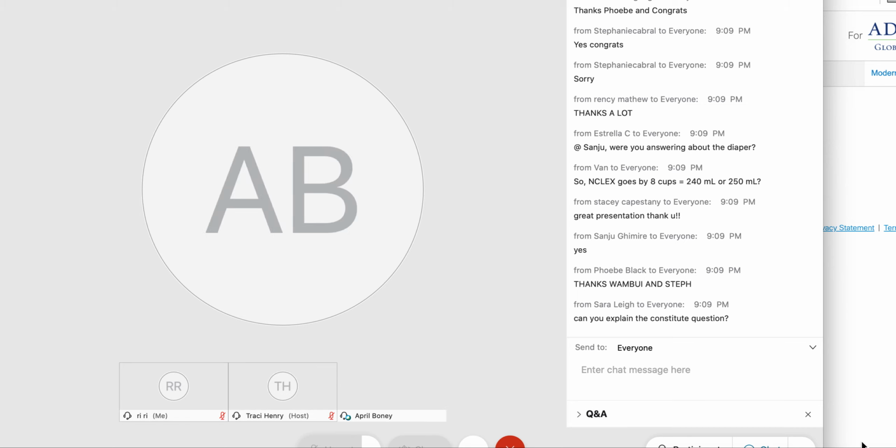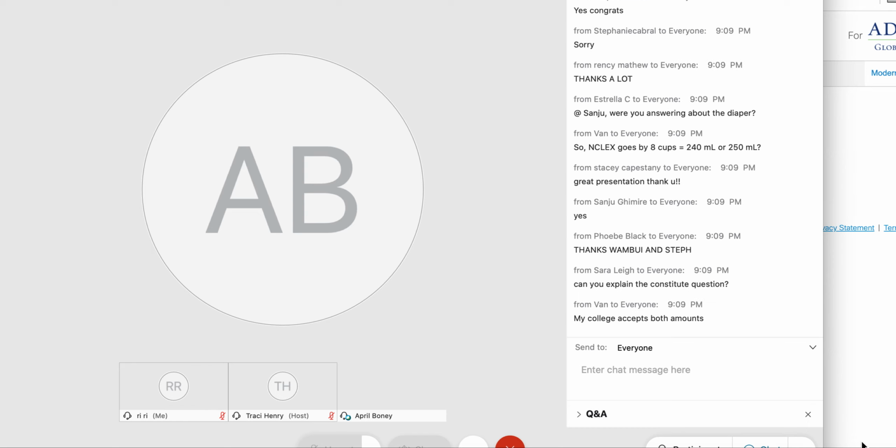Okay, so as nurses, when we reconstitute, the act of reconstitution is that you are given powder and you have to turn it into a liquid, right? Because we can't give powder to a patient. We have to turn it into a liquid.